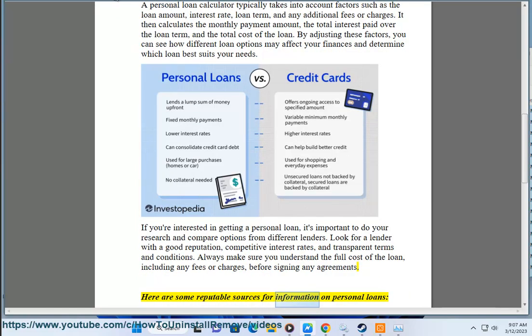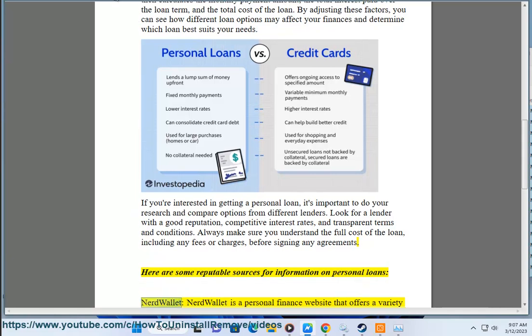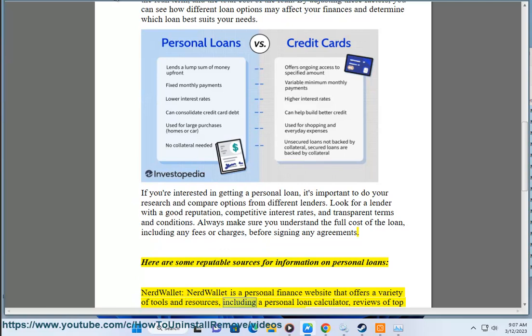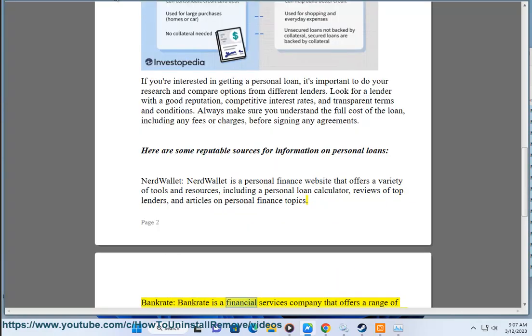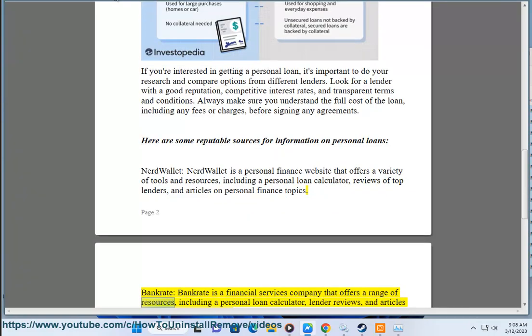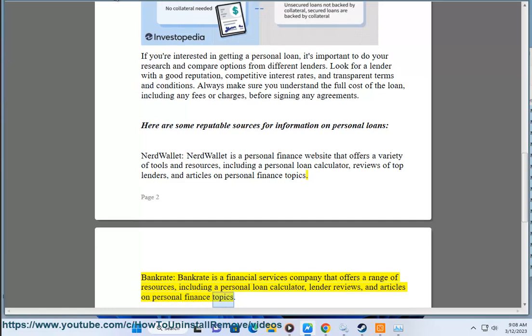Here are some reputable sources for information on personal loans. NerdWallet. NerdWallet is a personal finance website that offers a variety of tools and resources, including a personal loan calculator, reviews of top lenders, and articles on personal finance topics. Bankrate. Bankrate is a financial services company that offers a range of resources, including a personal loan calculator, lender reviews, and articles on personal finance topics.